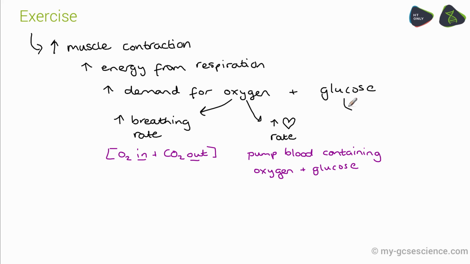The other reactant in respiration is glucose. When this runs out in the bloodstream, there is a backup supply, and it's in a stored form of glucose called glycogen. And regular exercise will help to build up more of these glycogen reserves, so you've got more glucose to sustain that extra muscle contraction.